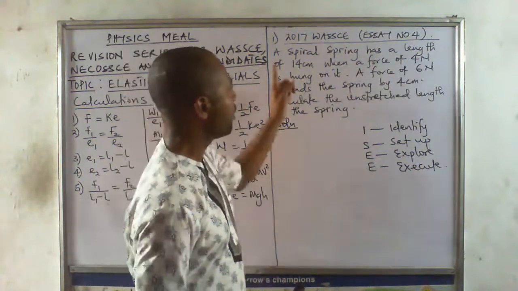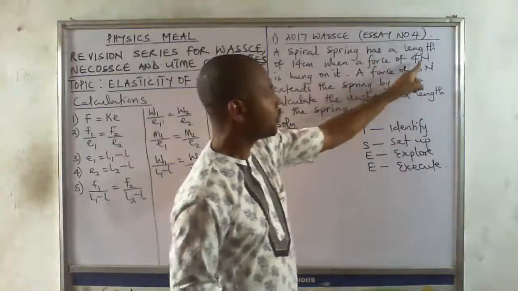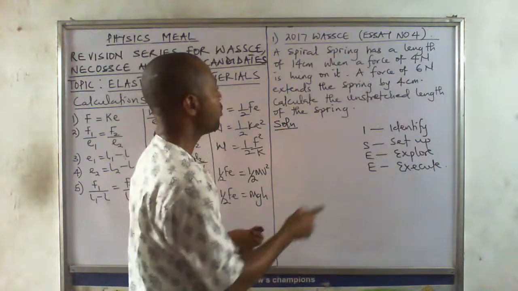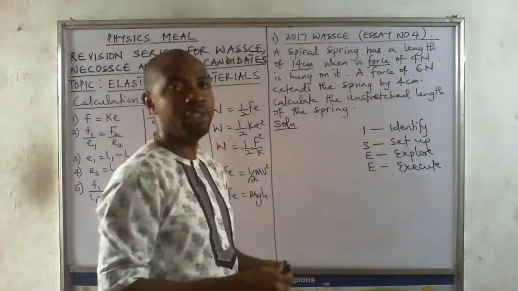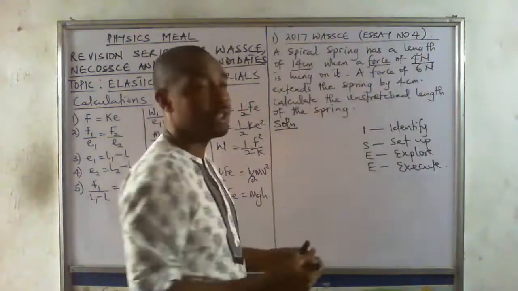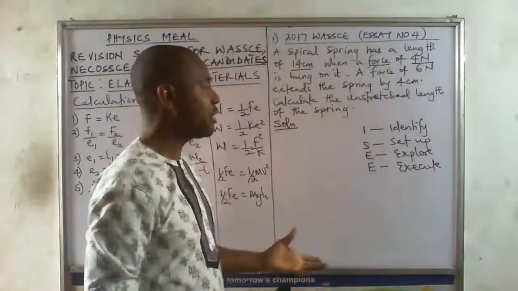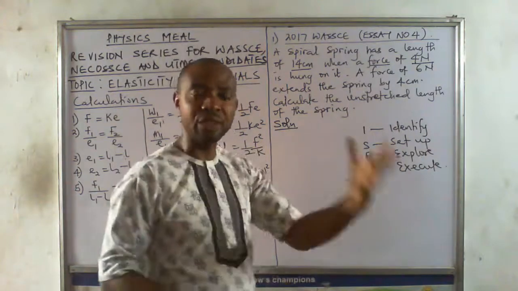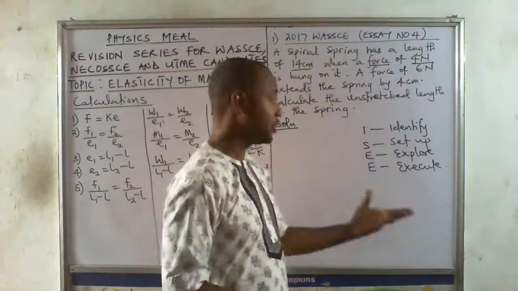For example, here they say a spiral spring has a length of 14 cm when a force of 4 Newton is hung on it. Now, we have parameters. Identify what they are. The moment you know what they are, then you can set it up using the appropriate symbols for them. Then afterwards, you start exploring. When you have written out the parameters, you now know the unknown, the quantity you want to calculate.